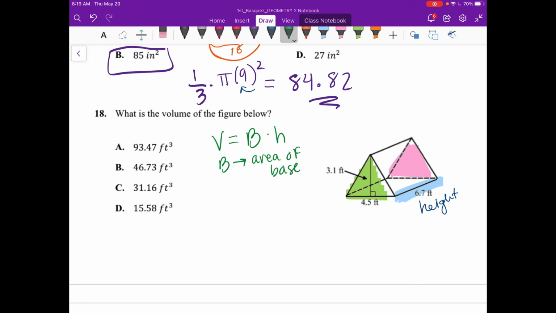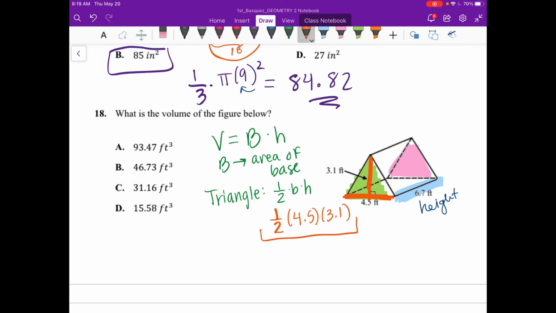So this may change based on the prism that you're looking at. The base could be a rectangle. It could be a pentagon. In this case, the base is a triangle. So thinking about how you find the area of a triangle, you should be doing 1/2 times the base of the triangle times the height. In this triangle, my base of the triangle and my height of the triangle are perpendicular to each other. So I'm doing 4.5 and 3.1 as my height. Okay, and then once you have that number, that's going to be your big B.